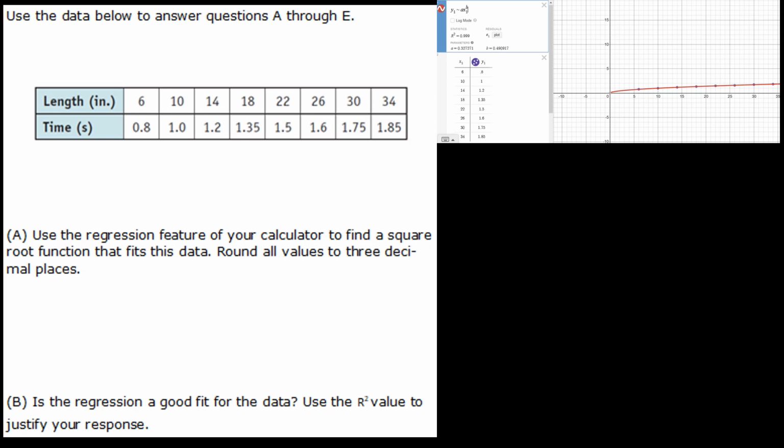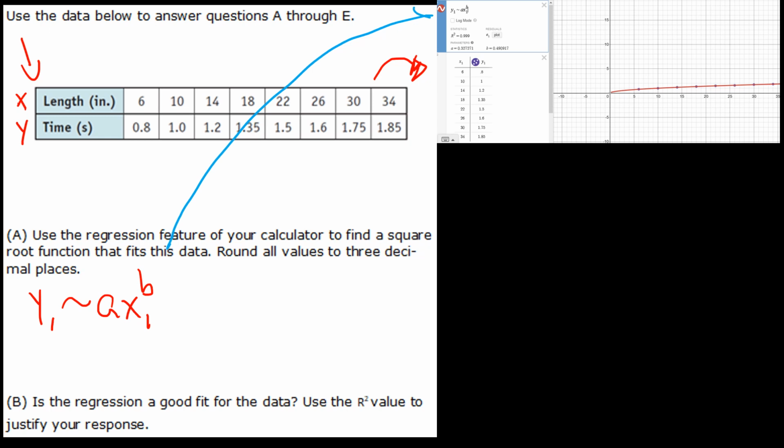So what's going to happen is you're going to be given some type of data table as such. You know, this is your X and your Y. And you want to put this data into Desmos. Well, when we do that, we're going to set it up as y1 squiggle ax1 to the power of b. And that equation is here. You want to be sure that you set this up as x1 and y1 in the data table. And you put all your data points, and you can see here what happens.